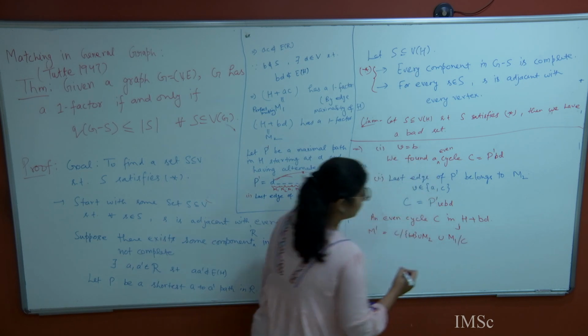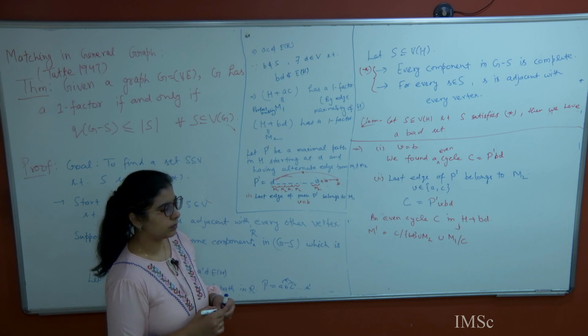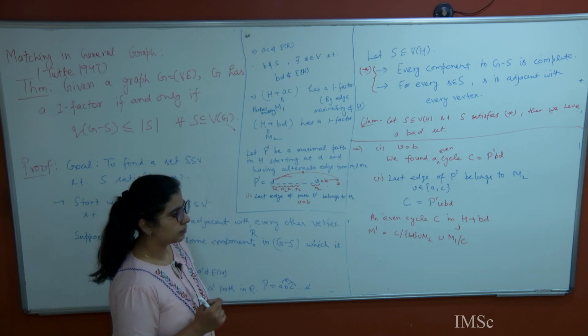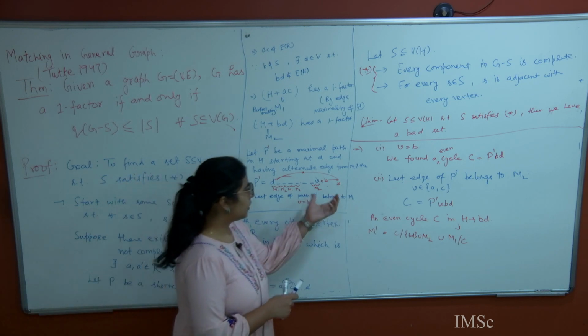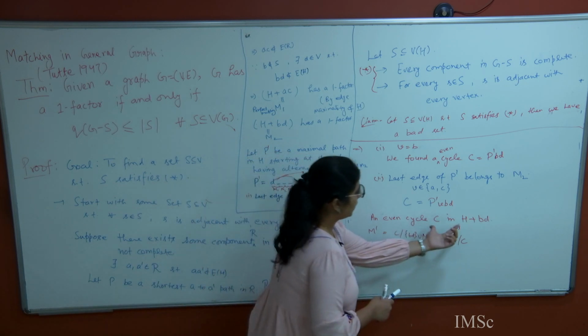How would you do it? So you have to include AB in M1. Now we have to include AB in M1. So, we get this even cycle.